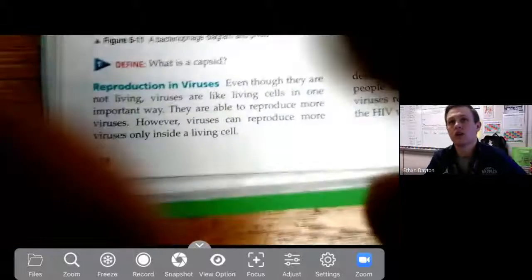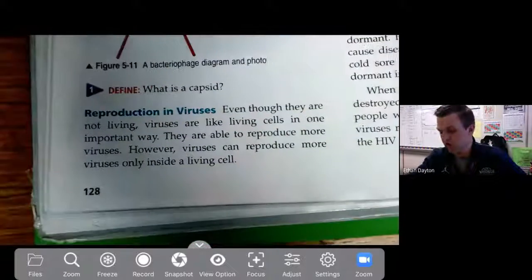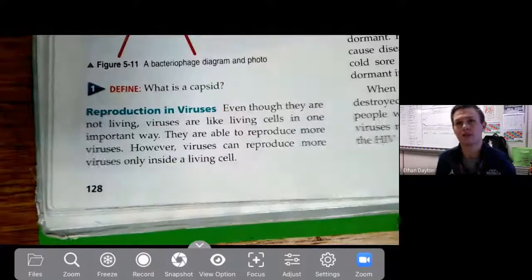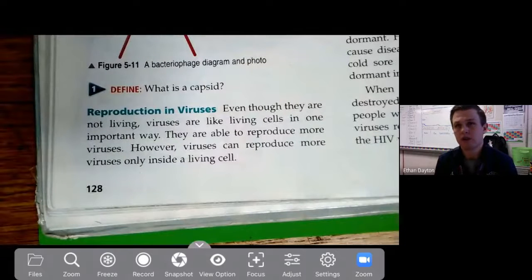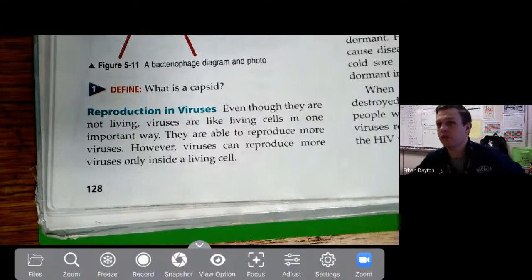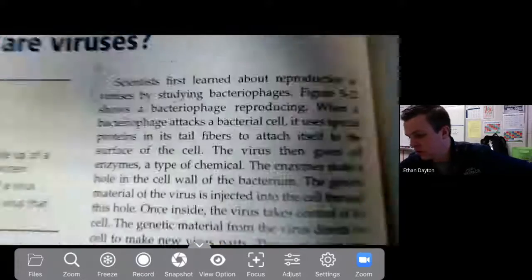Next section is titled Reproduction in Viruses. Even though they are not living, viruses are like living cells in one important way. They are able to reproduce more viruses. However, viruses can reproduce more viruses only inside a living cell. Continue on.